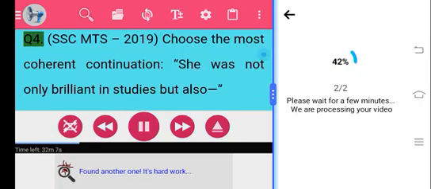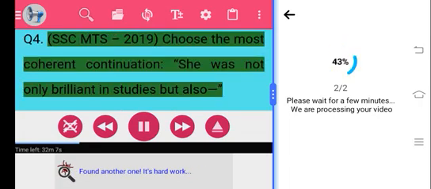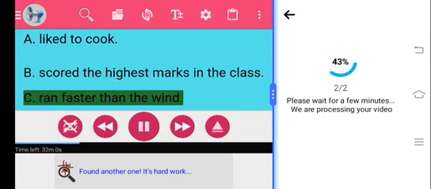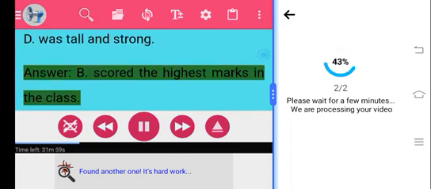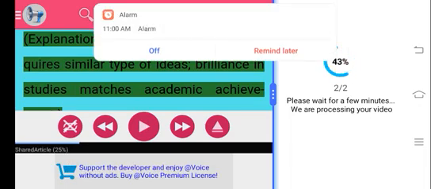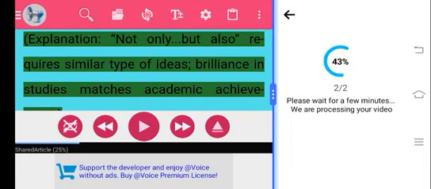Q4. SSC MTS 2019. Choose the most coherent continuation. She was not only brilliant in studies but also A. I like to cook. B. scored the highest marks in the class. C. ran faster than the wind. D. was tall and strong. Answer: B, scored the highest marks in the class. Explanation: not only, but also requires similar type of ideas. Brilliance in studies matches academic achievement.